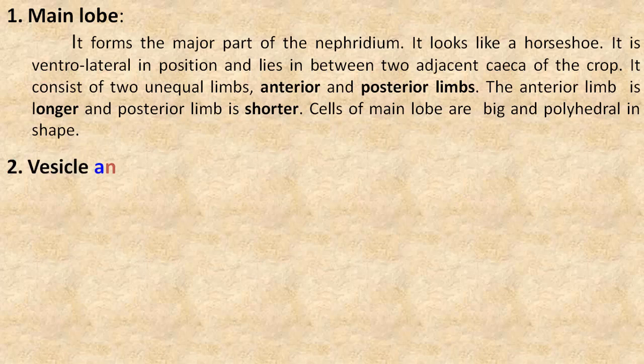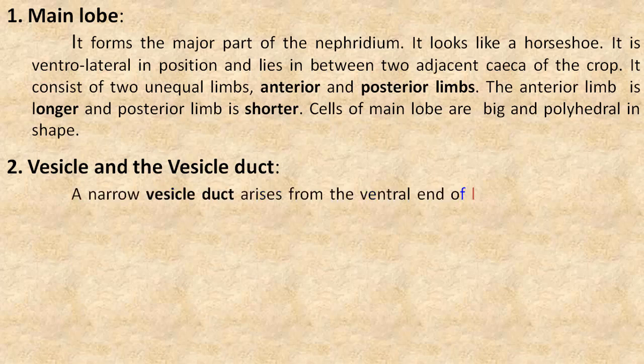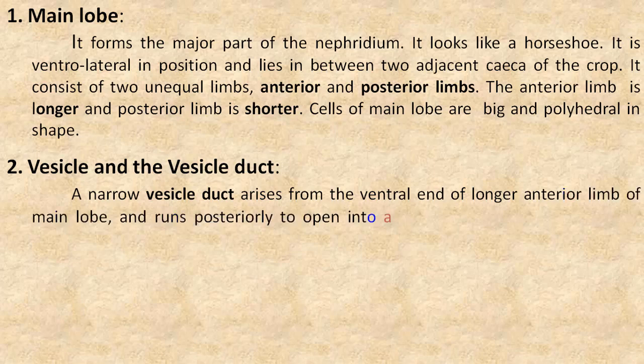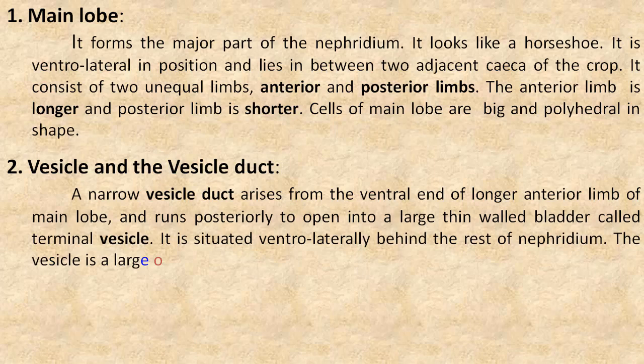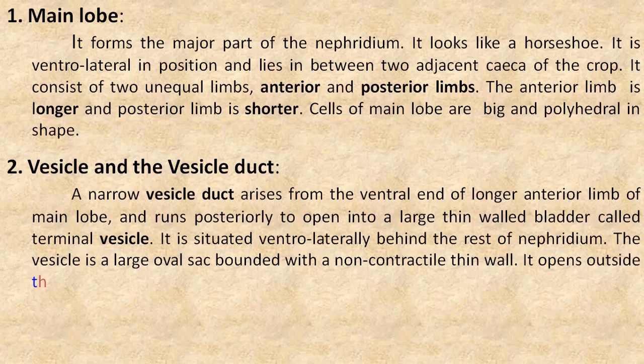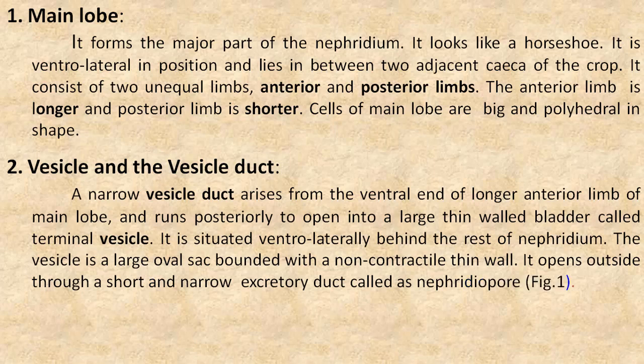The second part is vesicle and vesicle duct. A narrow vesicle duct arises from the ventral end of longer anterior limb of main lobe and runs posteriorly to open into a large thin walled bladder called terminal vesicle. It is situated ventrolaterally behind the rest of nephridium. The vesicle is a large oval sac bounded with a non-contractile thin wall. It opens outside through a short and narrow excretory duct called nephridiopore, which we have seen in figure 1.